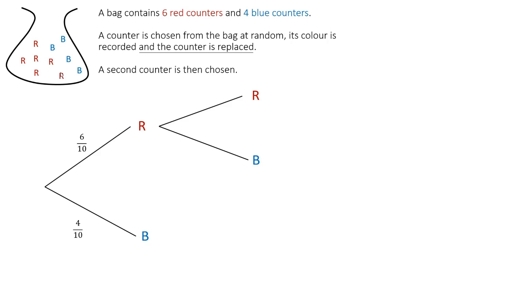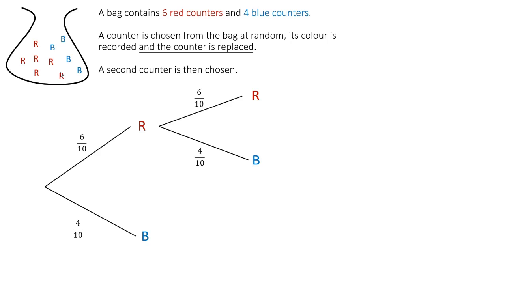We need to think about the probabilities again. We need to write the probabilities on the branch. Well, because the counter was put back, the probabilities for the second pick are exactly the same as the ones for the first pick. So 6 out of 10 for the red and 4 out of 10 for the blue. If we hadn't put the counter back, the probabilities would be different because we'd have different numbers of counters. But we have put the counter back, so the probabilities are the same. We're going to leave that branch B for the moment because we're just making the 2 picks.